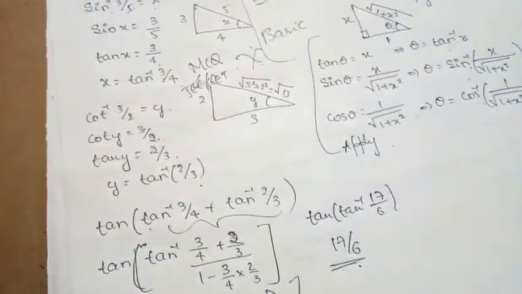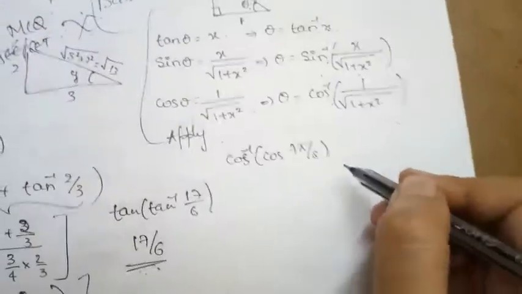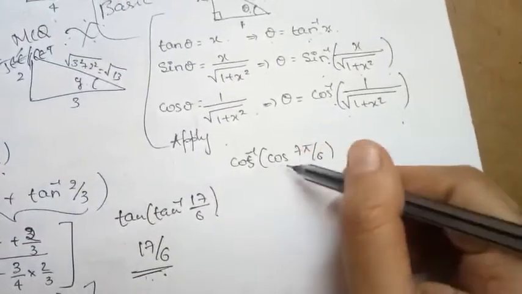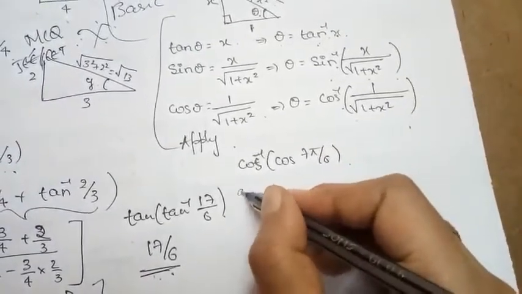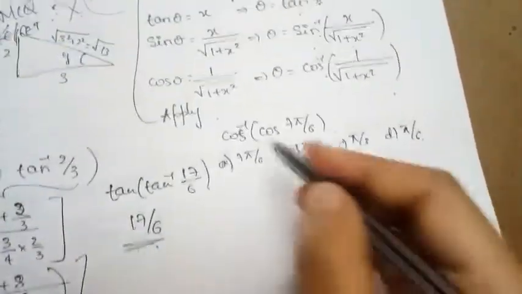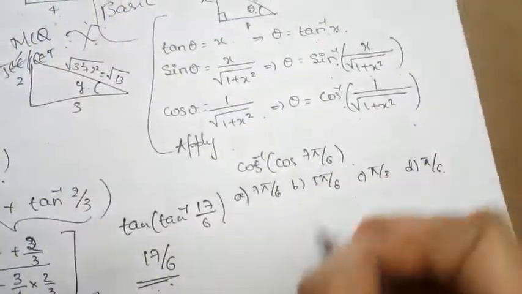Try to understand it. If you have a doubt with this one, you can ask me at any time. So in the MCQ question, there is again cos inverse of cos 7 pi by 6, and they have given 4 options: 7 pi by 6, 5 pi by 6, pi by 3 and pi by 6. So we need to deal with it.